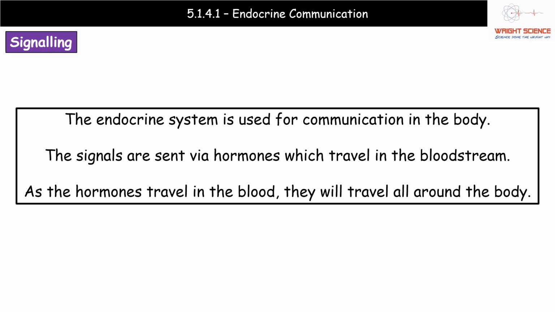First thing then is we need to understand what this endocrine system does. And basically, the endocrine system is all about communication in the body. So what we're going to be utilising in order to communicate from one part of the body to another are hormones. And hopefully from our GCSE, we remember that hormones are these chemicals that travel in the bloodstream. And because they are travelling in the blood, that means that they will reach all parts of the body.